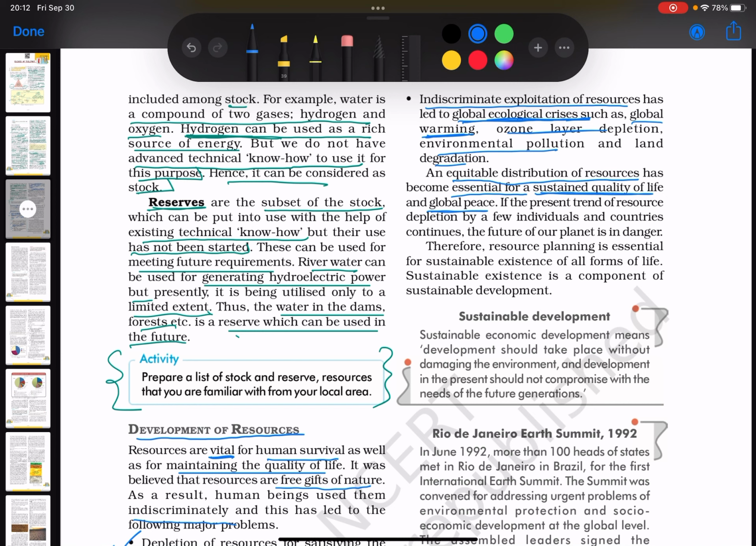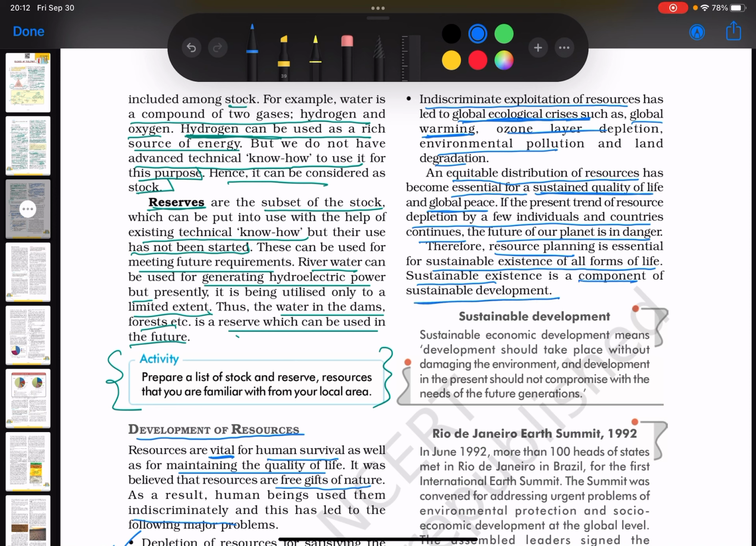So if the present trend of resource depletion by a few individuals and countries continues, the future of this beautiful planet earth is in danger. So resource planning is essential for sustainable existence of all forms of life, not just human beings. We all coexist with each and every form of life on this planet earth. So sustainable existence is a component of sustainable development.